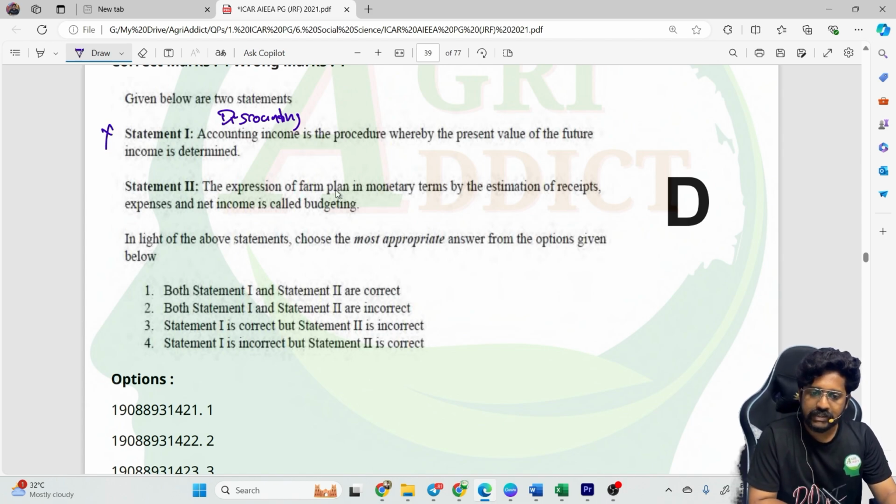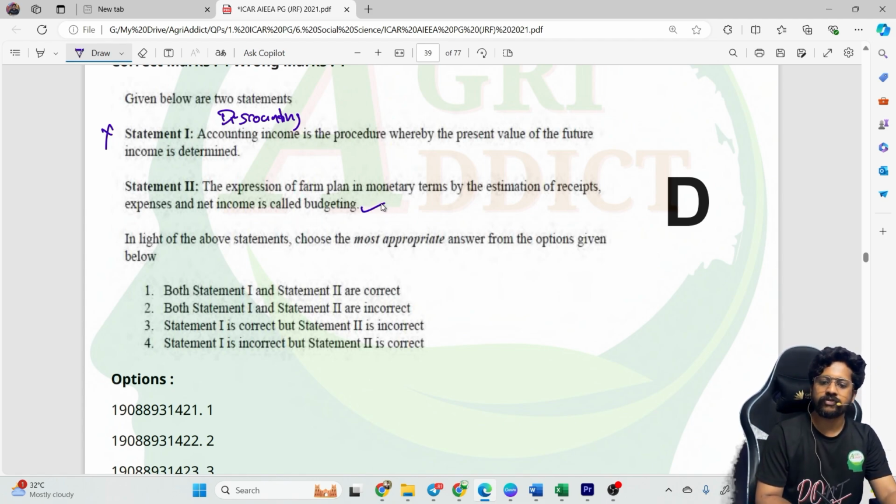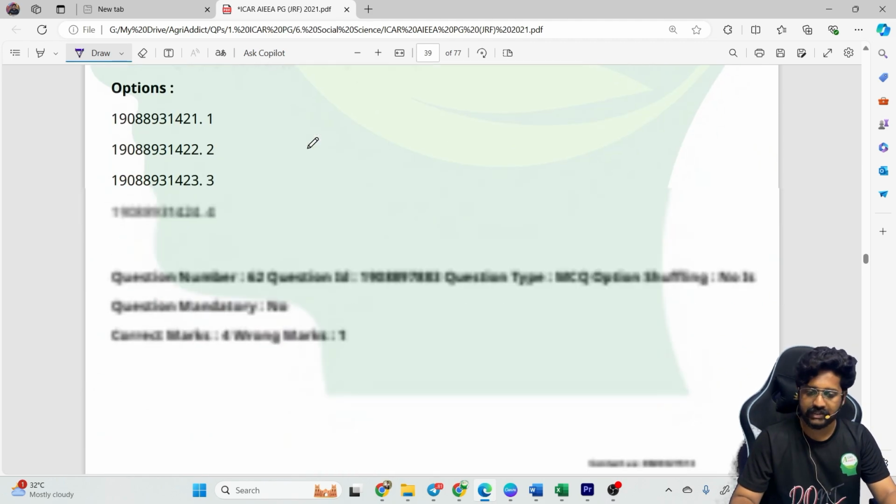What is the second statement? The expression of farm plan in monetary terms by the estimation of receipts, expense, and the net income can be considered as budgeting. Yes, it's a monetary expression of the farm plan, can be considered as farm budgeting. So statement 1 is incorrect, and statement 2 is correct. So therefore the fourth option will be the correct answer.